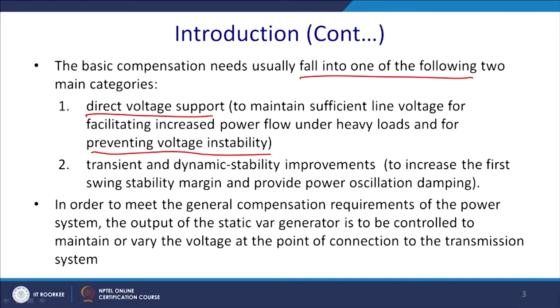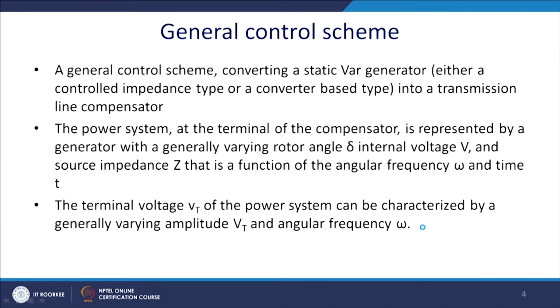So, in order to meet these two demands, the general compensation requirement of the power system, the output of the static var generator is required to be controlled to maintain or vary the voltage at the point of connection of the transmission line. This is one of the desired features of the SVC.